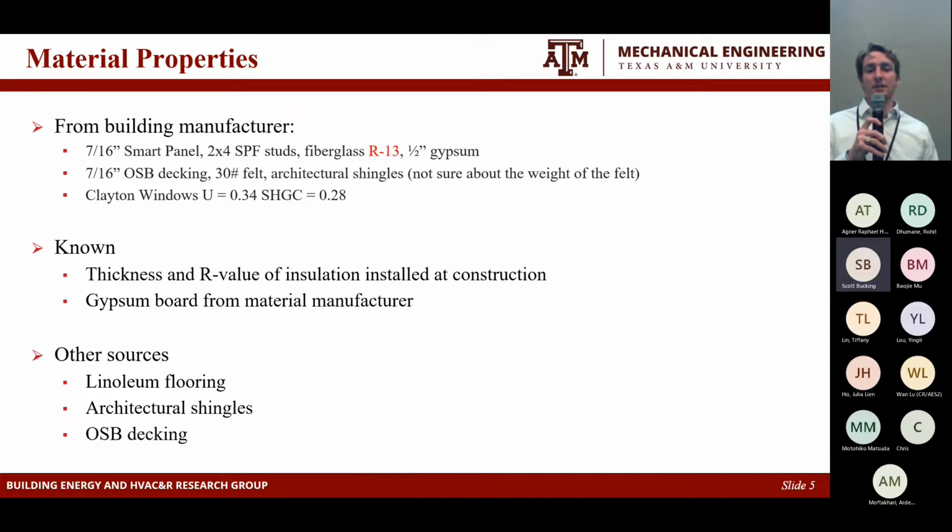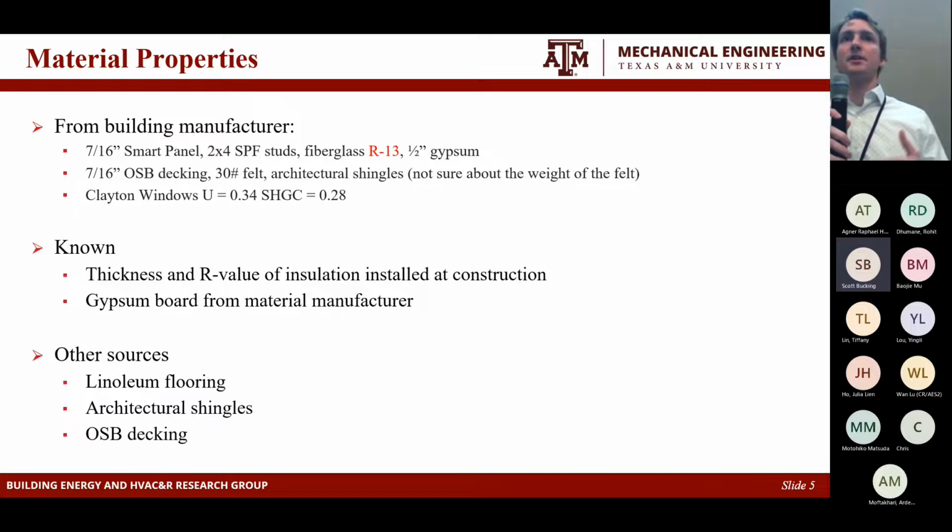So I think what we did was mainly try to find the source from the material and actually find the real material properties from there using our sources online. Some other sources that we were able to find online were the linoleum flooring, which is not a wood, it's like a covering, the architectural shingles on the roof, and the OSB decking. Some of these sources came from the IECC code standard that building manufacturers use for their materials in the same climate zone.